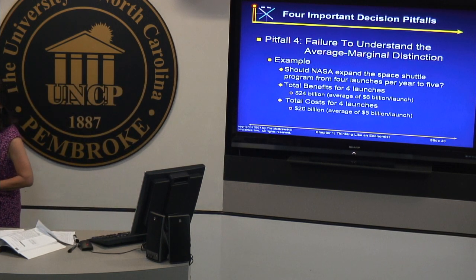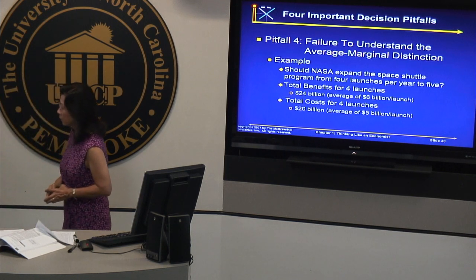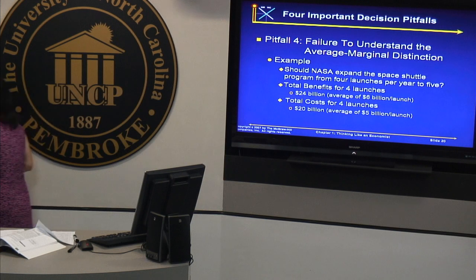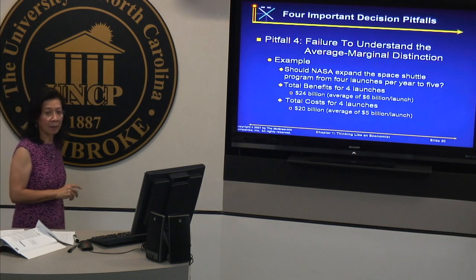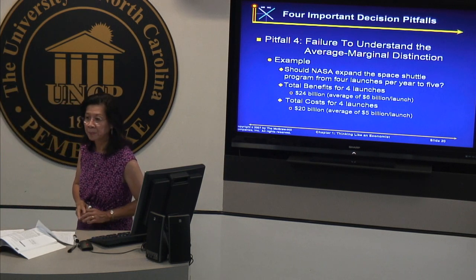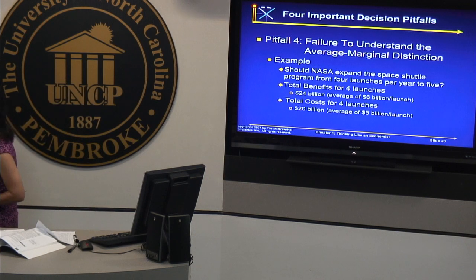There's another term that's also equally important, which we deal with in chapter 3. It's called equilibrium. Okay, now total benefit for 4 launches in this example is 24 billion. So the average benefit will be 6 billion per launch. How do you get 6? Anybody? 6 is the average. So you take total benefit, which is 24 billion, divided by the quantity, which is 4, and that's how you get 6.